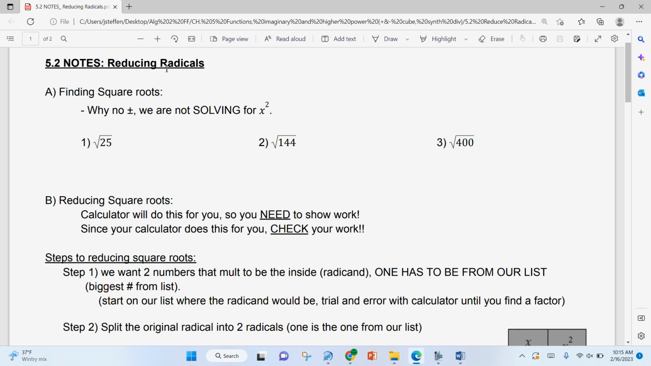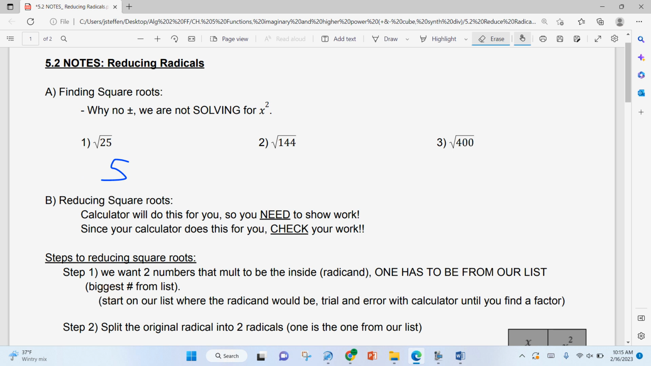I'm, again, kind of starting this from scratch. So the first thing I want to go over is, when we have the square root of 25, or the square root of 144, the answer is not plus or minus 5. So why is it different? What's about a plus or minus?